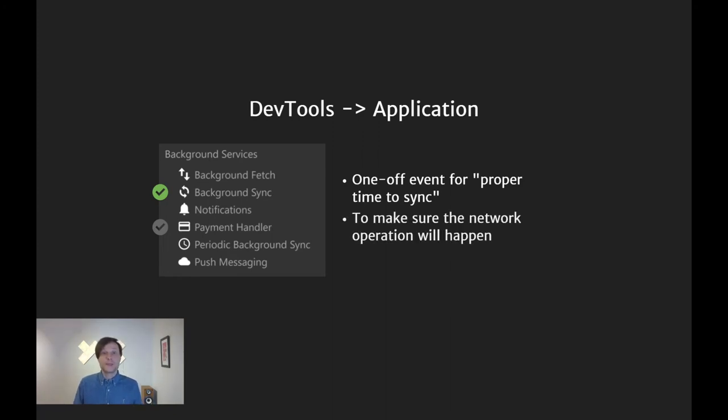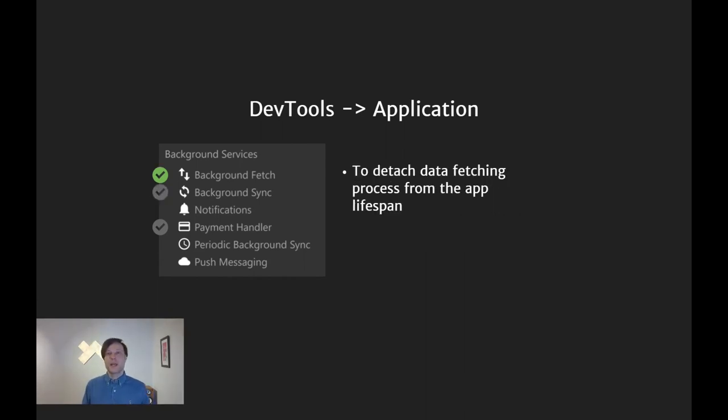And as I mentioned before, this will happen automatically in the background, even if the user closed the tab, even if they completely forgot that something went wrong. Of course, I think it's a good idea to provide some UI notification saying, hey, now we cannot send your data to the servers, but it will be delivered later automatically. It's the main power of this particular API. Background fetch gives us the possibility to detach the data fetching process from the application lifespan, from the main thread of the application lifespan.